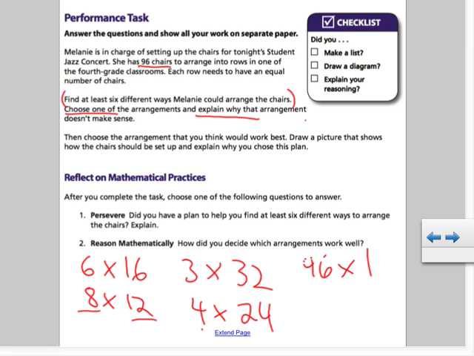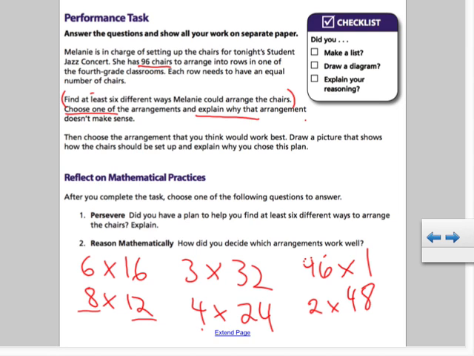2 times 48 is correct. Good job. Now we got 6 different ways. So we did that direction. Then what does it say to do? Choose one of the arrangements and explain why that arrangement doesn't make sense.